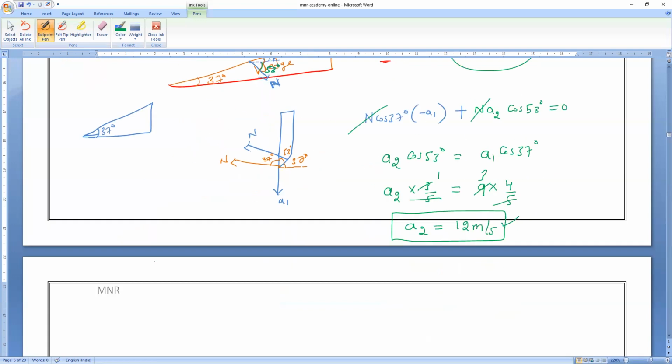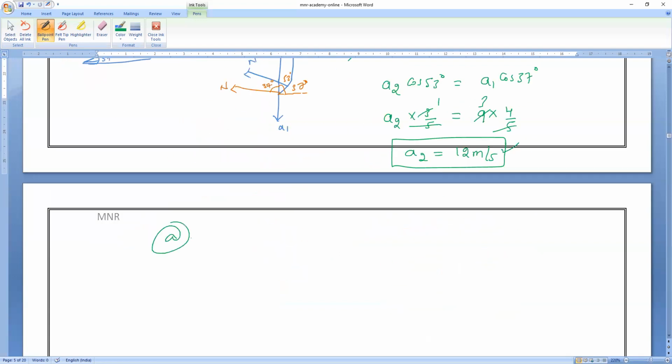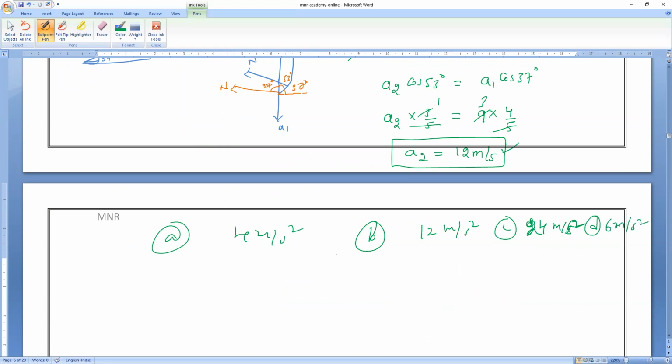So for this question also there are options, MCQs. Option A, 4 meter per second square; option B, 12 meter per second square; option C, 24 meter per second square; and option D, 6 meter per second square. Okay, everybody, what is the correct option? Option B, 12 meter per second square only, brothers.